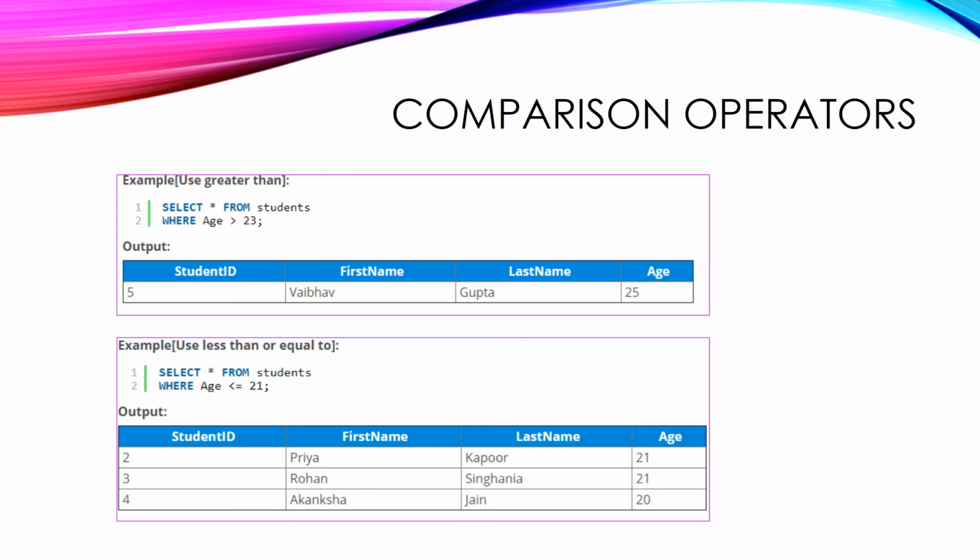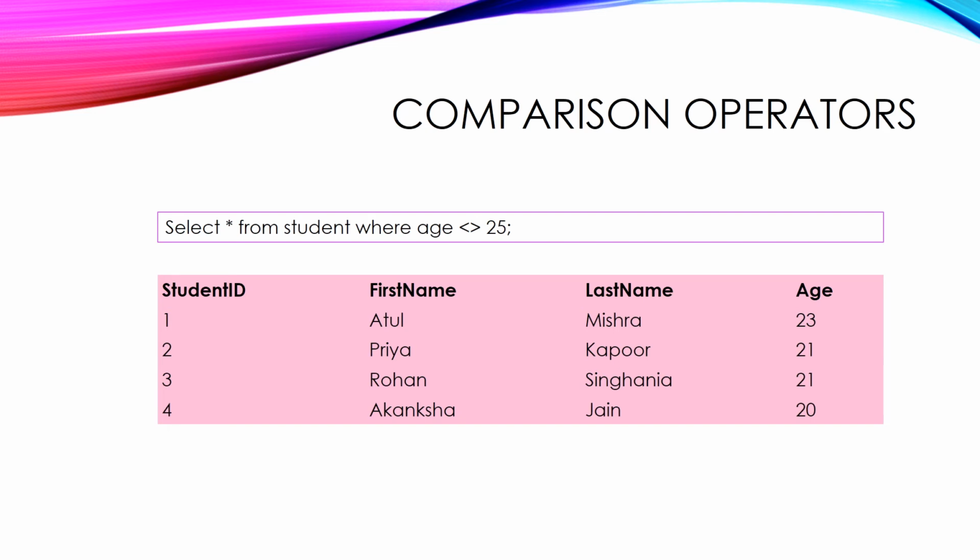The next operator is less than or equal to. The query is SELECT * FROM students WHERE age <= 21. The following records are displayed: records 2, 3 and 4. Next comparison operator is not equal to. The query is SELECT * FROM student WHERE age <> 25. The condition is satisfied by the first 4 records, which will be displayed.